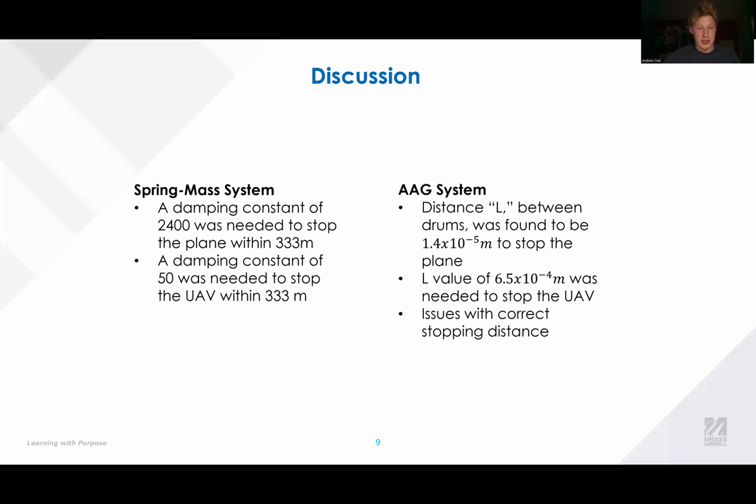For the spring mass system, a damping constant of 2,400 was needed to stop the plane within 333 meters, and a damping constant of 50 was needed to stop the UAV. For the AAG system, I found a range between 1.4 times 10 to the minus 5 and 6.5 times 10 to the minus 4 meters for the distance between the drums, for the plane and the UAV, respectively.